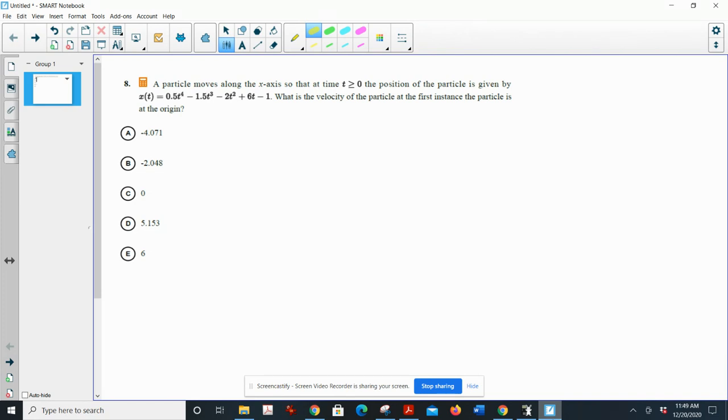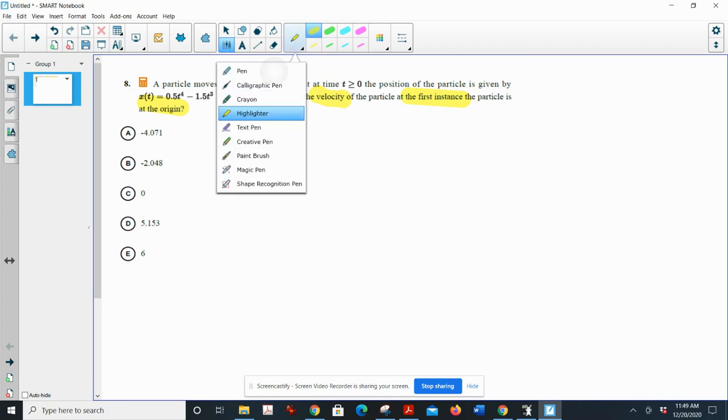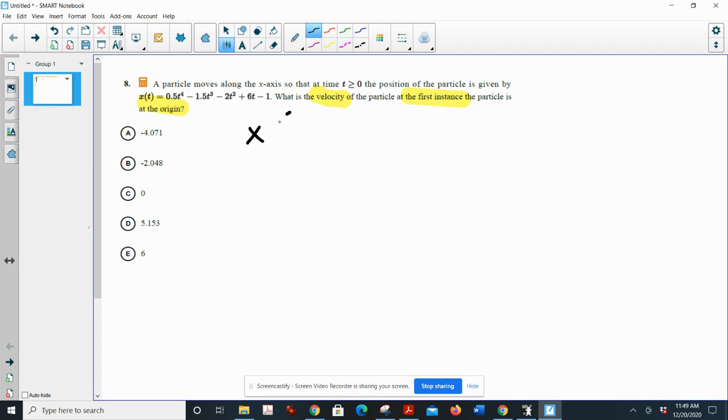This is problem number 8 that I was trying to do. It wants to know the velocity, which is the first derivative, of the particle at the first instance the particle is at the origin. Well, that means the first instance that the particle is at the x-axis, because the origin means the particle has gone back to 0. So what it really means algebraically is: where is the particle equation equal to 0?